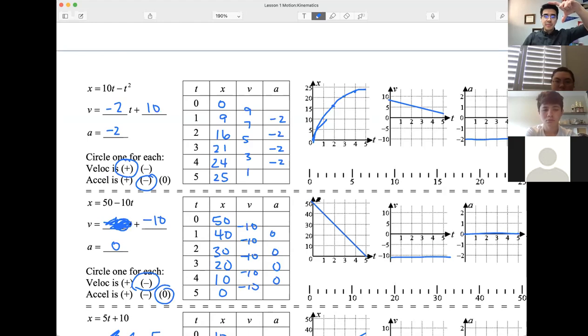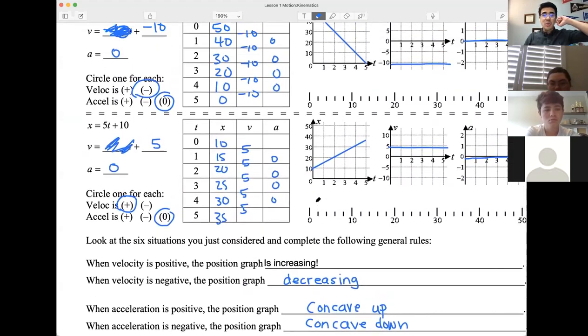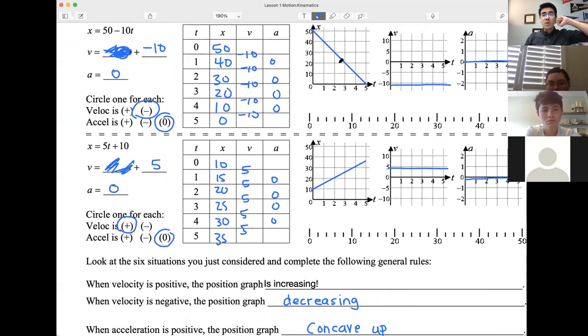Okay, and the last one is saying if the acceleration is 0, what can you tell me about the position graph? Well, if the acceleration is 0, then the graph is going to be linear. It's not going to be curved anymore.